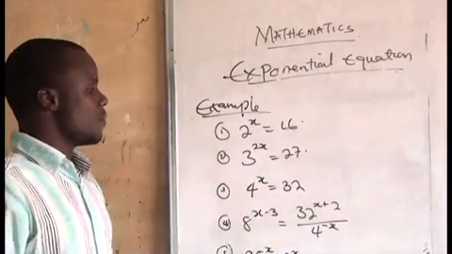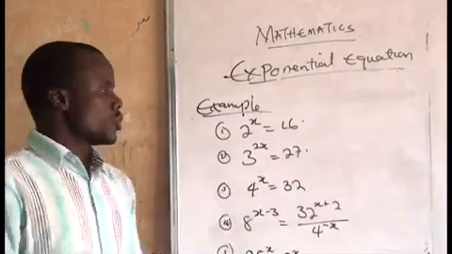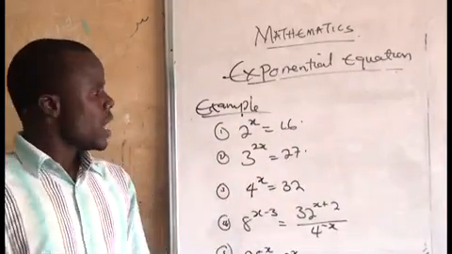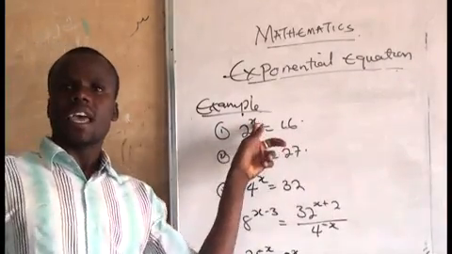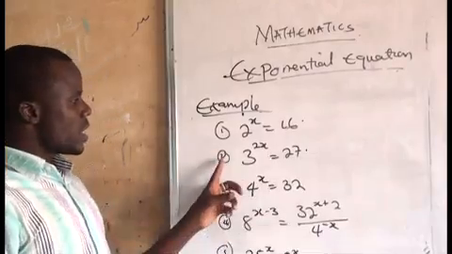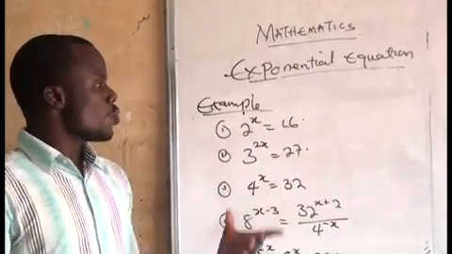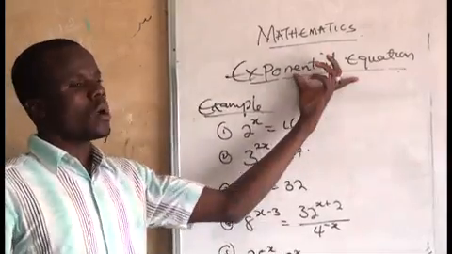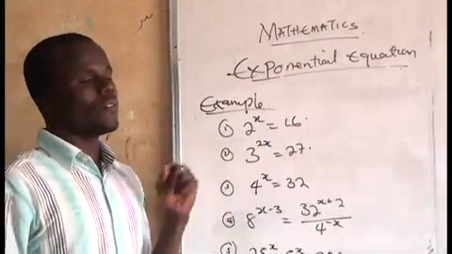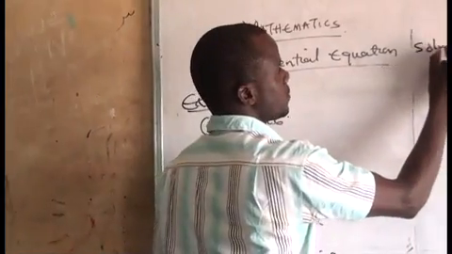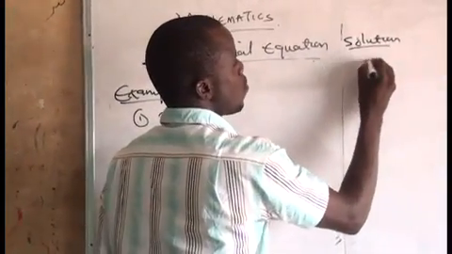We now solve them with the help of indices. So now here, number one, we have 2 to the power of x equals 16. You see the power x is unknown. And also here we have 3 to the power of 2x. Also here we have another unknown x. So we have to work all of these to find x. Let's start with the solution of number one.